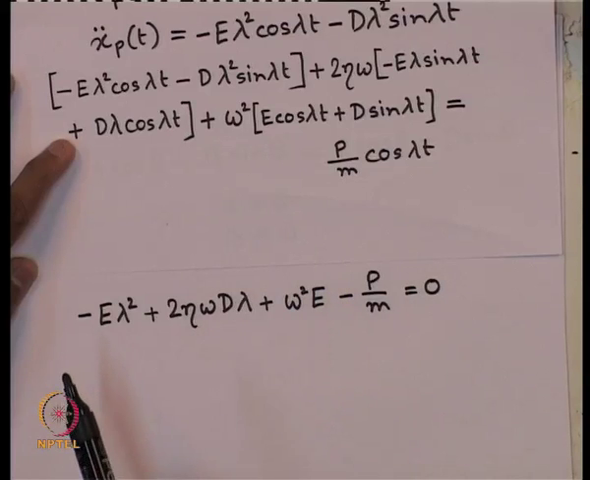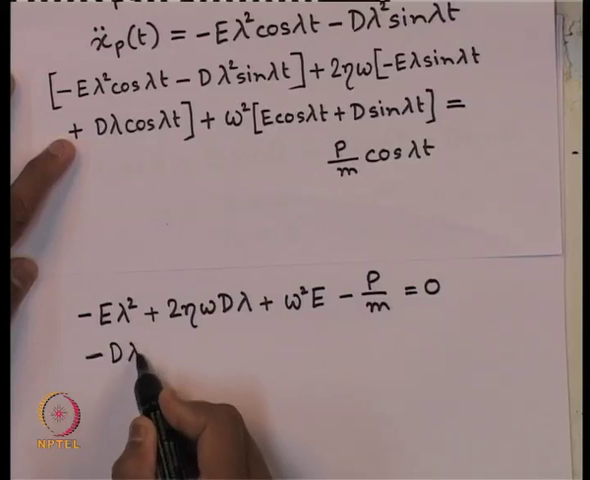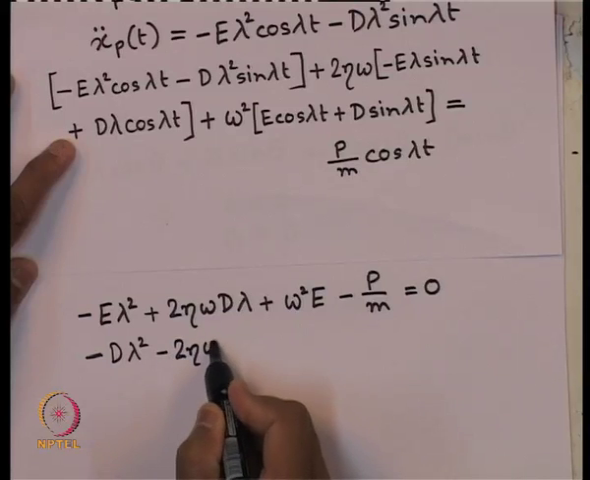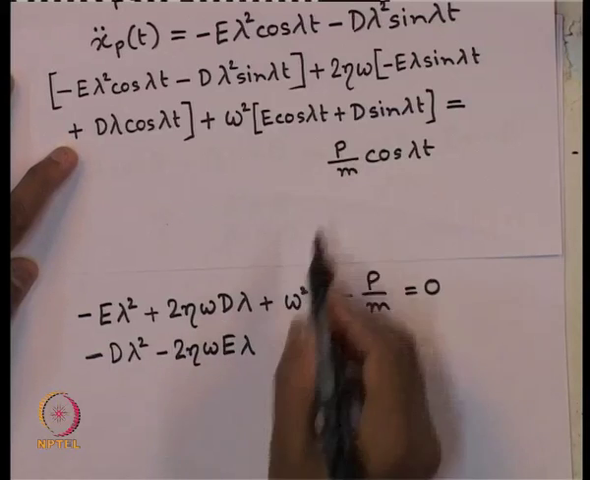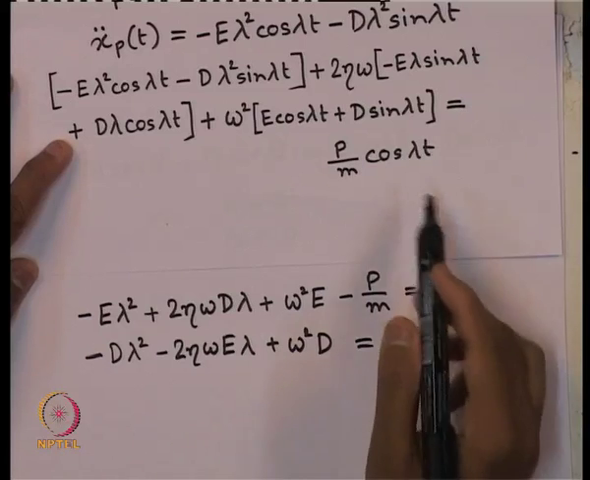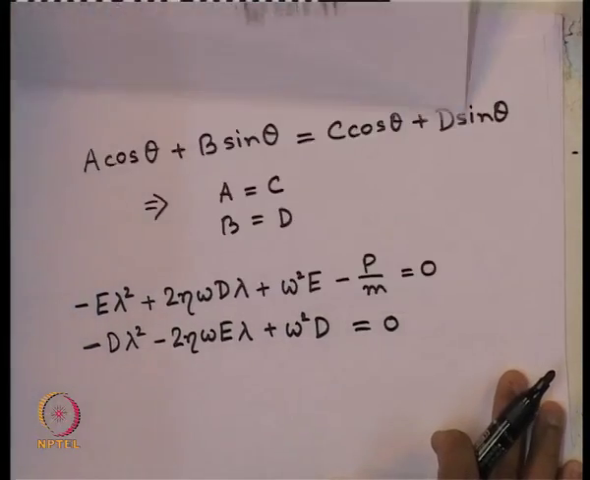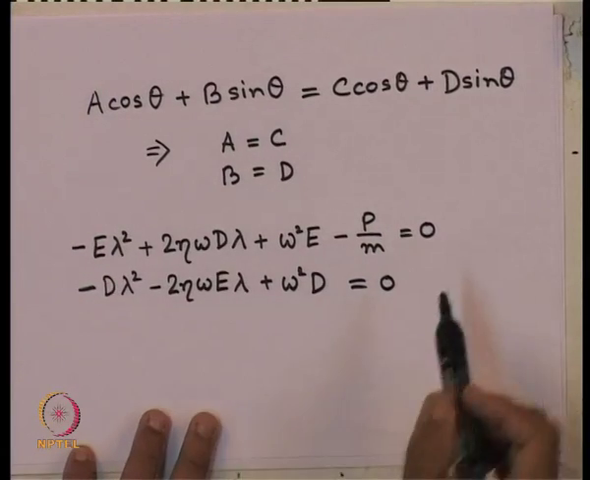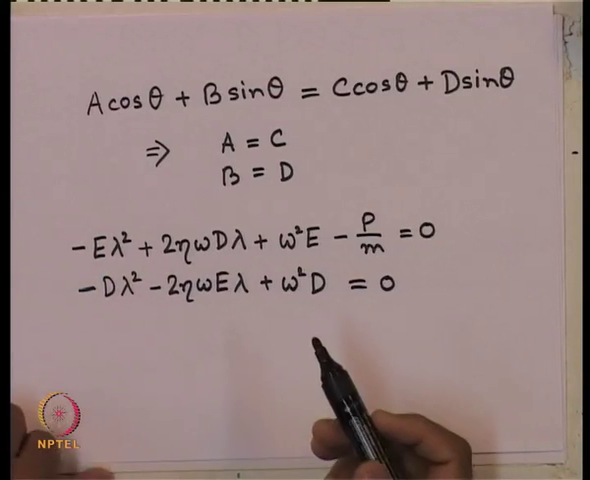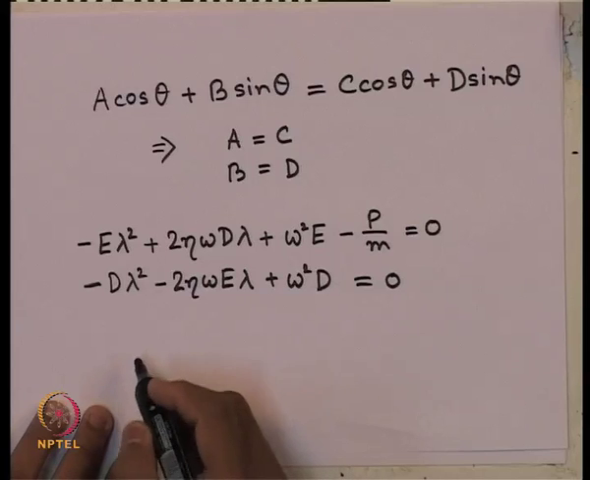Now, let us take the terms involved with sine functions. What we get? Minus d lambda square, then minus 2 eta omega e lambda and plus omega square d. This is equals to 0, because on right hand side we do not have any sine function. Now, from these two equations, we have two unknowns E and D. So, easily we can find out the two unknowns from the two equations. If we resolve these two equations, what we will get?